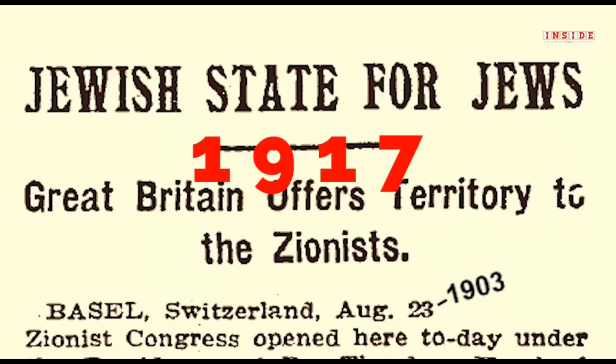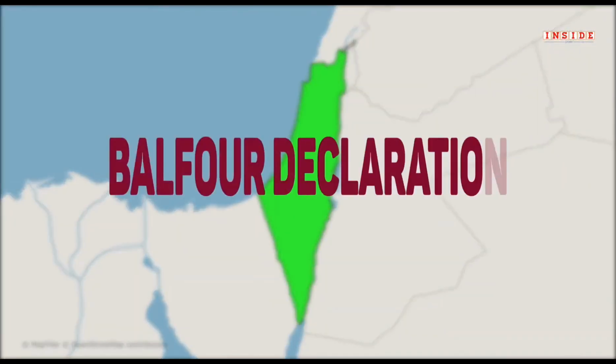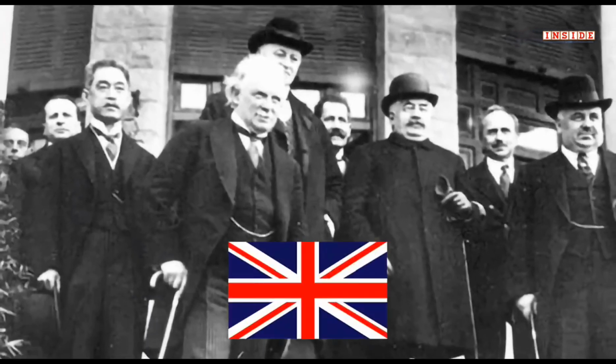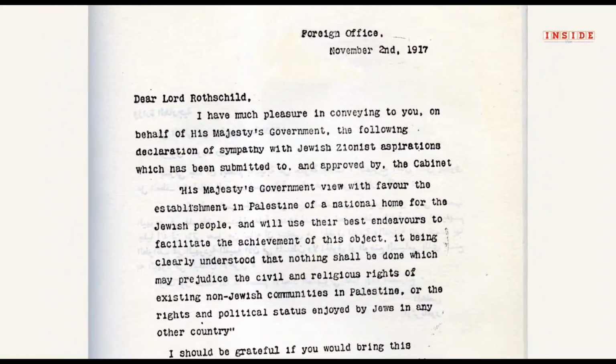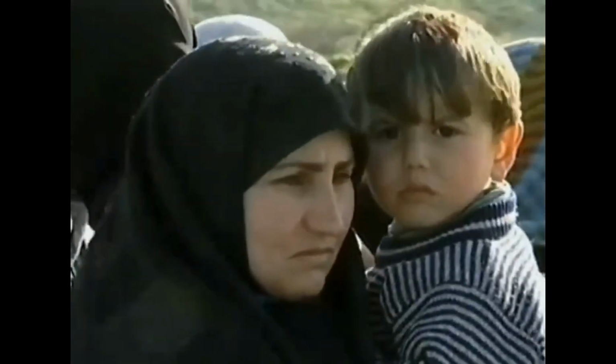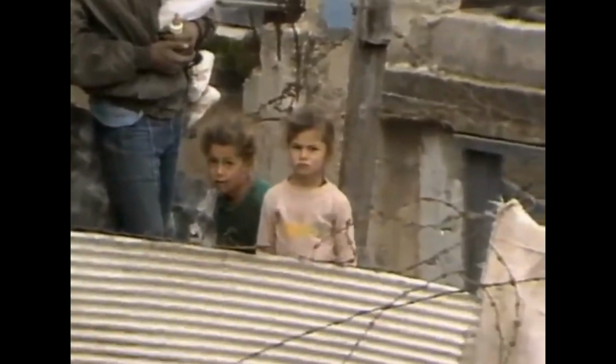In 1917, the British government issued what became known as the Balfour Declaration. It expressed support for the creation of a Jewish homeland in Palestine. This encouraged Jewish immigration to the region and would have long-lasting consequences for the future of the land.